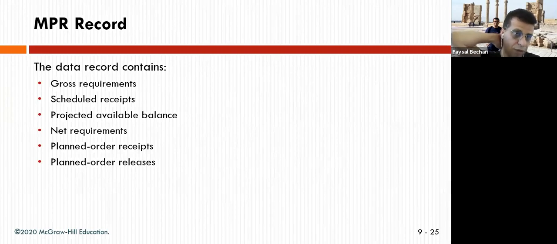Now, the MRP record is the data record and should contain the gross requirement, the scheduled receipts, when things are supposed to be produced, how long it takes, when it's going to go to the next stage, and when it's going to go to the third stage. Projected available balance, whether we need more or we have enough or we have over, so we don't need to keep our machine producing because already we have a lot. So these are the projected available balance.